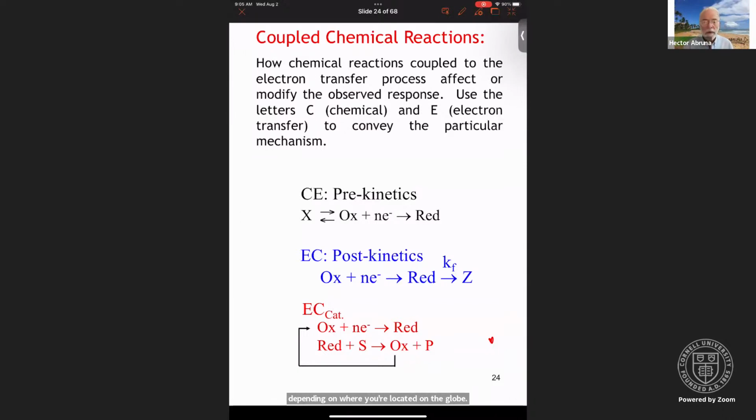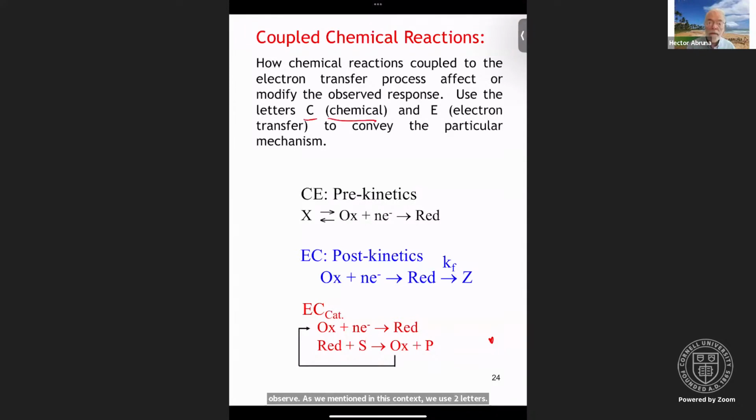So continuing with our discussion, yesterday we began our discussion of so-called coupled chemical reactions, meaning how do chemical reactions that are coupled to the electron transfer event affect or modify the response that we observe. As we mentioned, in this context, we use 2 letters, C, referring to a chemical step. We use E to refer to an electron transfer step to convey the particular mechanism.